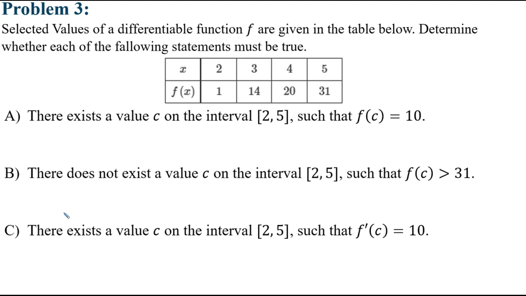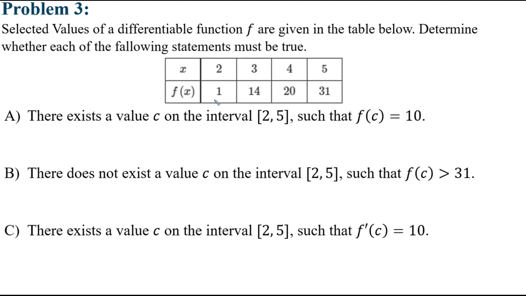All right, and the last thing we'll do with this lesson is take a look at all of our theorems, all of our existence theorems, within the context of the same problem. This will be all about deciding which theorem we're looking to apply for a given question. So problem 3 says selected values of a differentiable function f are given in the table below. We want to determine whether each of the following statements must be true. Not necessarily that they're true or false, but whether they have to be true or not.